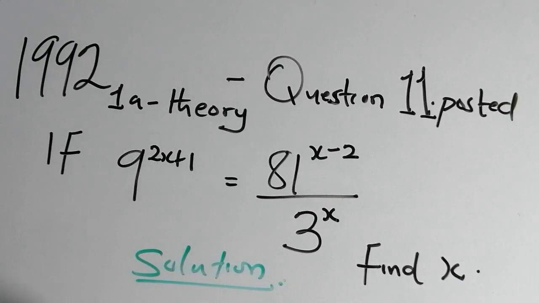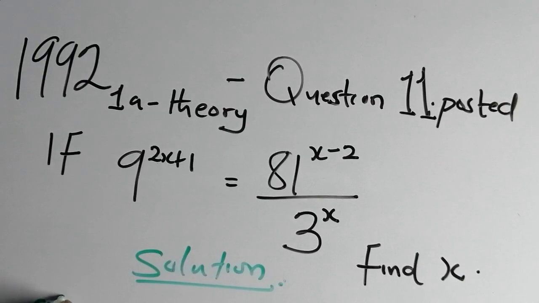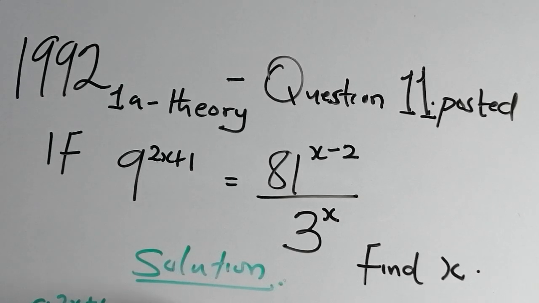So we have 9 times 2 raised to the power x plus 1 equals 81 times x minus 2 over 3 raised to the power x. If you look at this question very well, this is an example of the last question I treated under indices, which is exponential function. And I gave you the condition on that exponential function that you must see an equal sign.